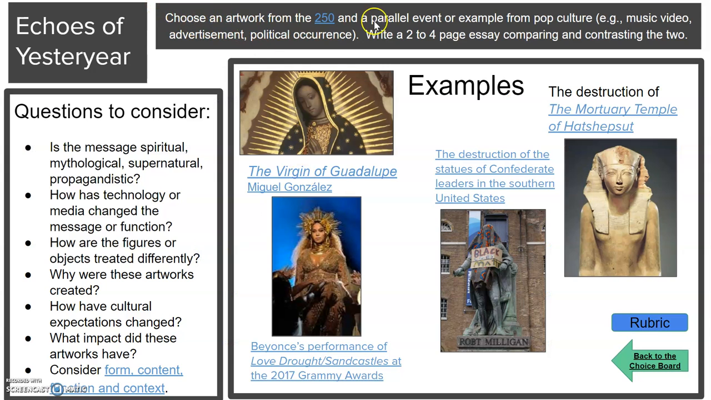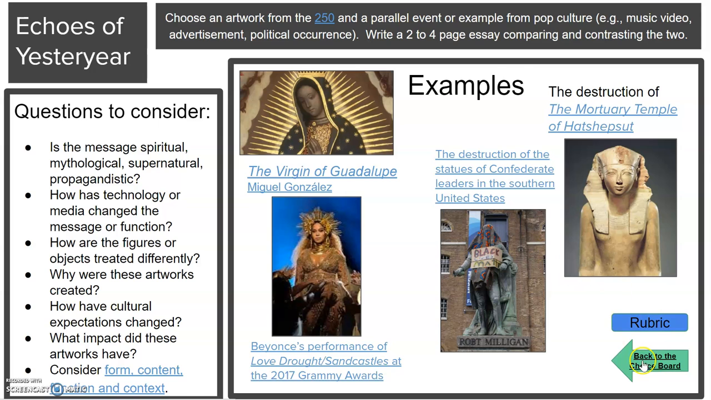It brings you to the slide with more specific information, such as the page limit, more specific questions. Each of these has a link to this, which gives specific guiding questions. And then they would compare a modern event to an event in the past, or this is Beyonce's performance, which looks a lot like this artwork, which is one of the 250.